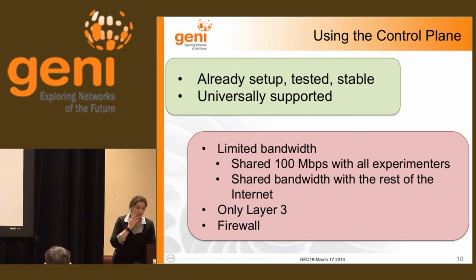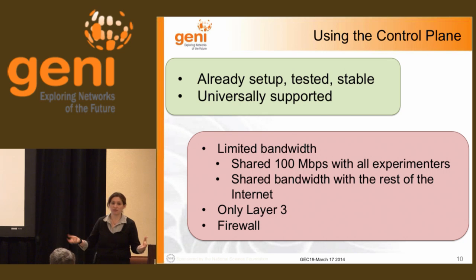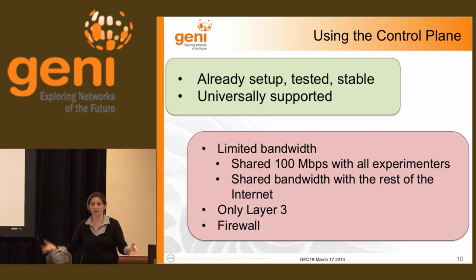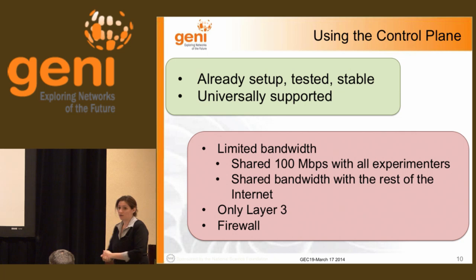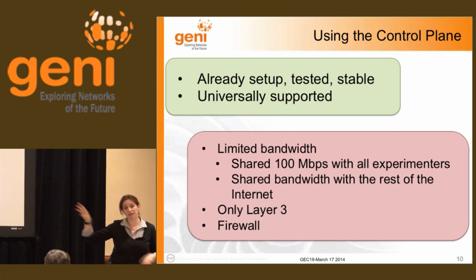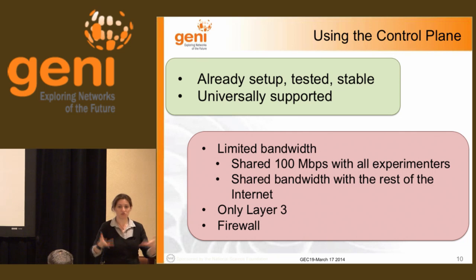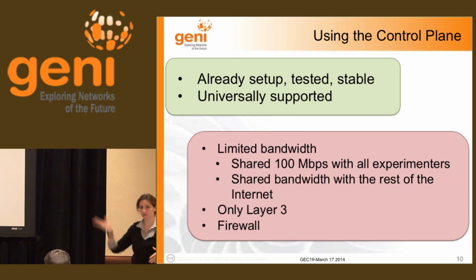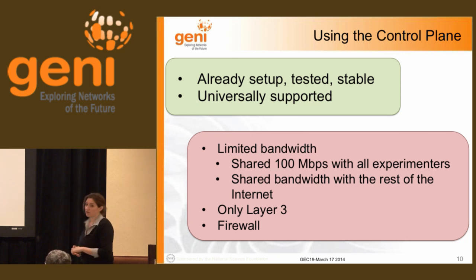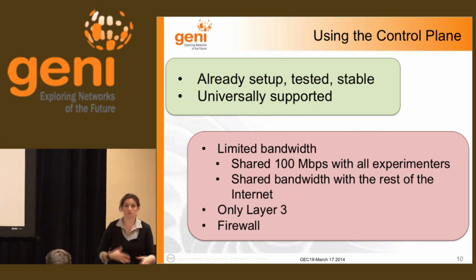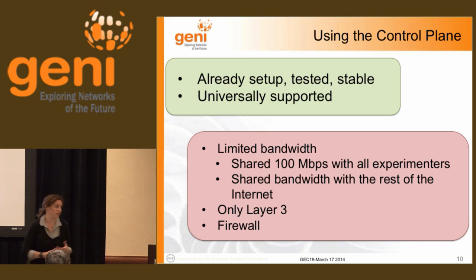So first of all, if you're using the control plane, the good thing is it's already there. It's already set up. It's tested. It's stable. You know, it's just the internet, right? It's straightforward. The downside is that it has limited bandwidth. The whole rack has just a 100 megabit uplink for all the data plane connections, and it's basically shared bandwidth, of course, with the rest of the internet. So if there's congestion somewhere, your traffic will go through it and you will be limited. It's only layer 3. And many places that provide resources to GENI are behind firewalls. So, depending on what you want to do, you might run into firewall issues with your experiment.